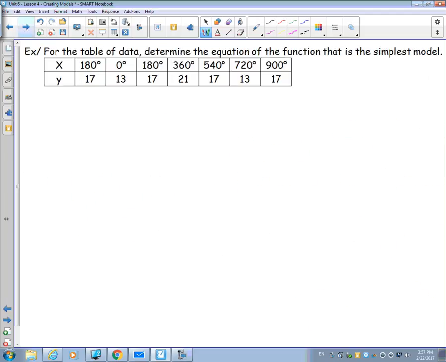Okay, let's look at a table of information this time. What can we recognize from a table? What are they giving us? Well, looking at this graph, I can see a max and a min. That alone gives me my A value.